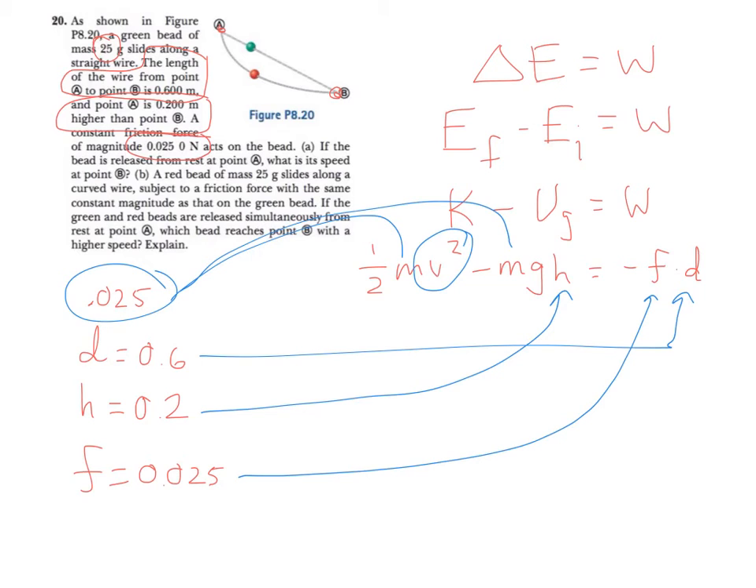Now, part B is an interesting question. We're not supposed to do any math with this. It's just asking which of the two beads is going to arrive at point B faster. So they both start at A. They start the same height off the ground. And I don't mean which one arrives there sooner. I mean which one arrives there moving with a greater velocity, right? Or greater speed, I guess I should say.